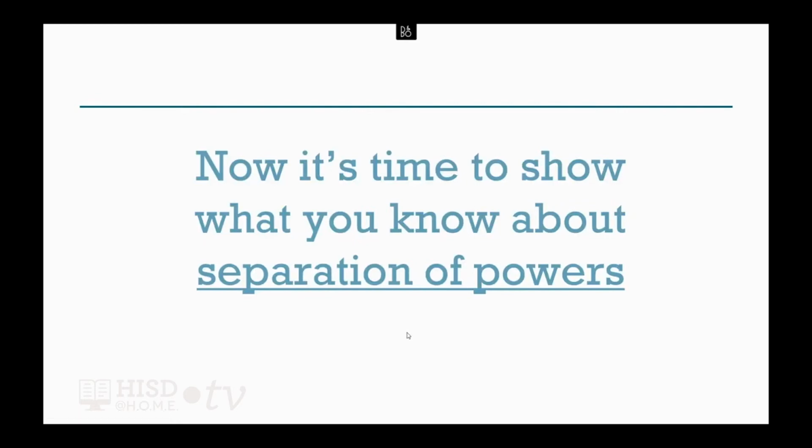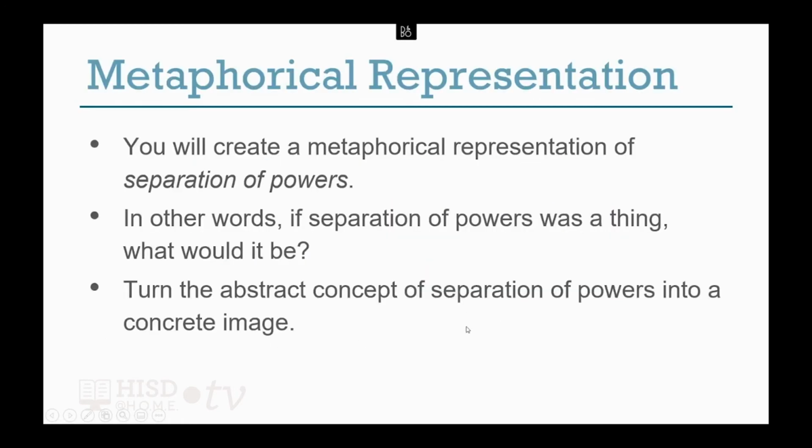All right, so let's recap. We defined separation of powers. We read a secondary source about separation of powers that gave us the basics of it, who's involved, what their jobs are. And then we looked at a primary source, which is the US Constitution, to look deeper into separation of powers. So now it's up to you guys. It's time to show what you've learned about the separation of powers. So for today's lesson, you guys are going to create a metaphorical representation for the separation of powers. In other words, if separation of powers was a thing, what would it be? You're going to turn the abstract concept of separation of powers into a concrete image, all right?